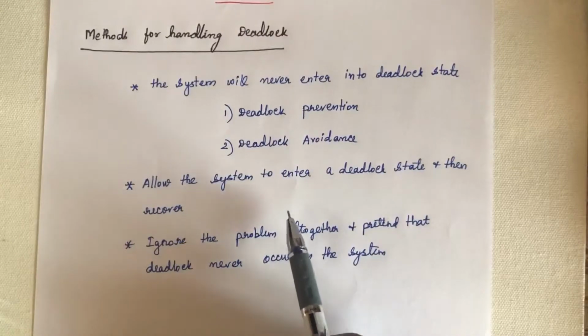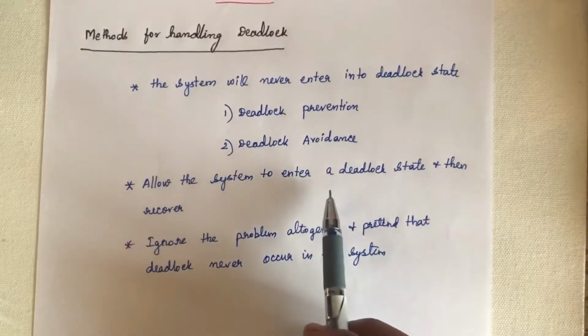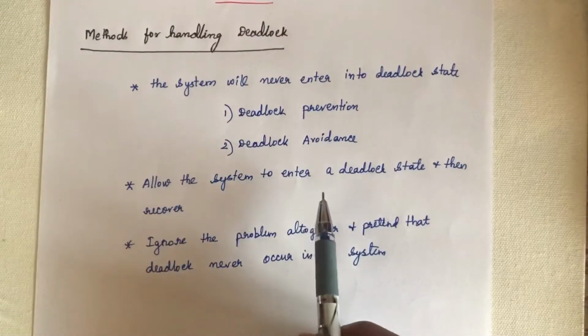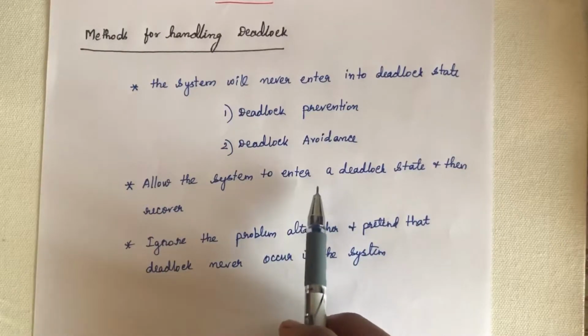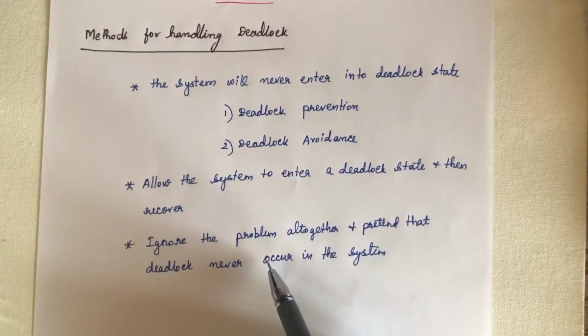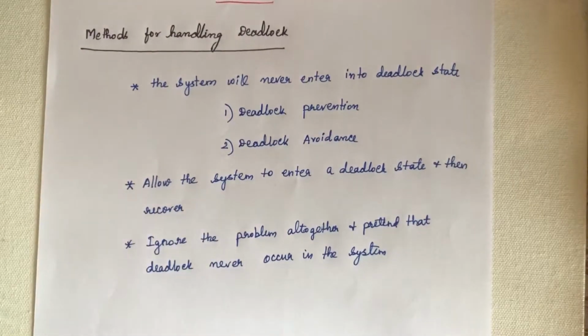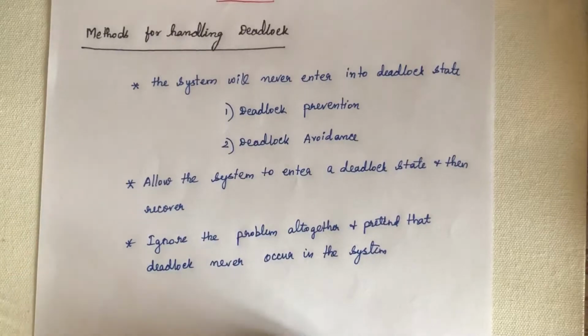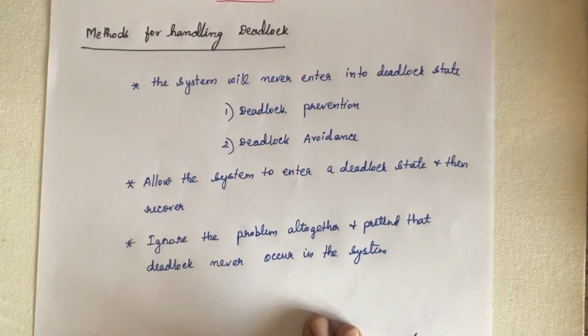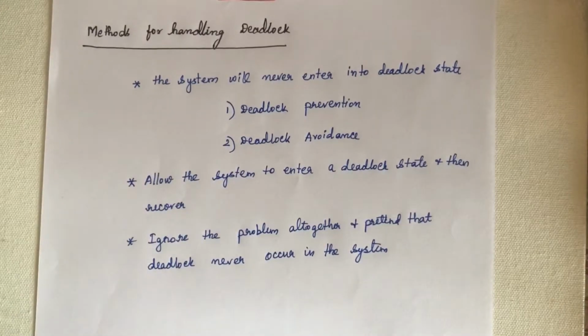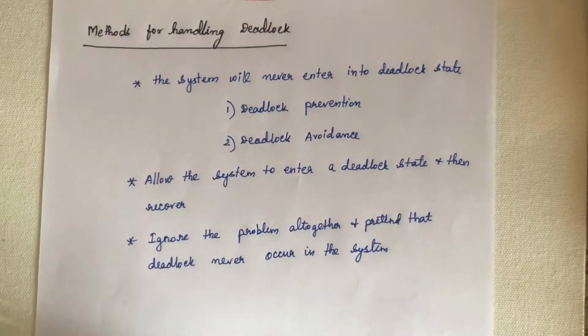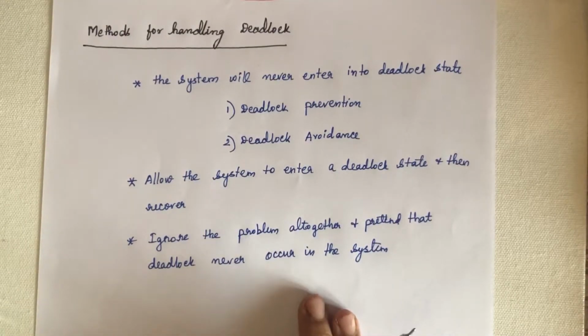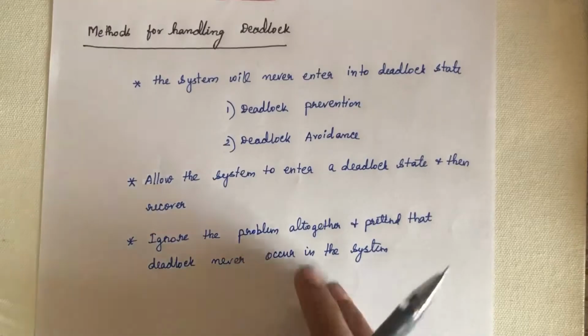Second is that if the deadlock occurs, then we will use some algorithm to recover from it. That is the second way. And the third way is that we ignore this problem altogether and think that deadlock will never occur in the system. But it is not like this. If deadlock occurs, then the system will deteriorate and the functioning will go slowly. So this is what happens in case of the third solution. Okay, so we will see one by one now.